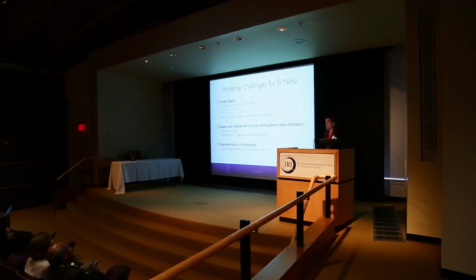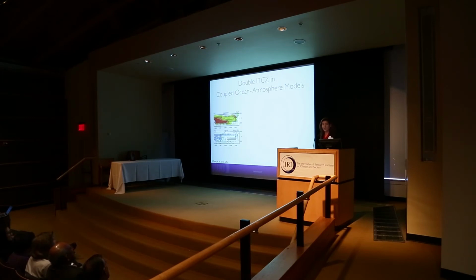Now, there are some modeling challenges that are just really persistent and extremely frustrating, I think, for all modeling centers. This double ITCZ has been there since coupled models came on the scene. They're still there. And there are a number of attendant model biases that are very likely related to that. So what is the double ITCZ problem? I'm sure some of you are asking, what is the ITCZ in the first place? The ITCZ, that acronym means Intertropical Convergence Zone.